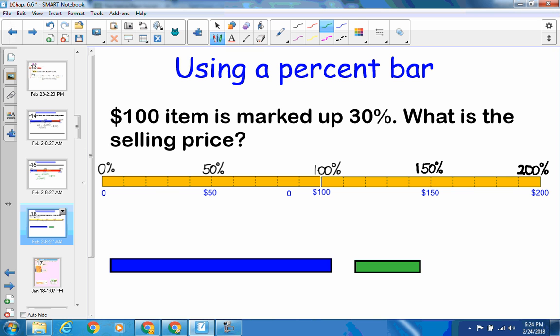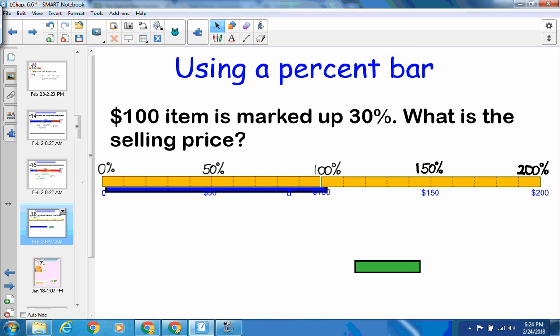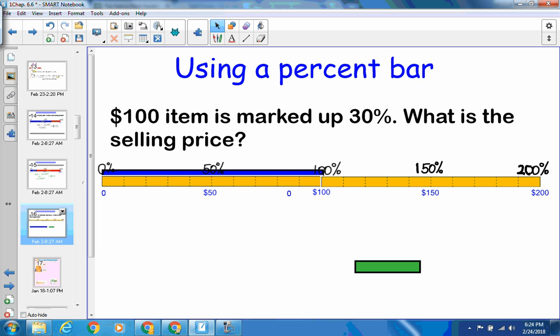So say you're a store owner and you buy an item for $100. You want to sell it for more than that to make a profit. So you're marking it up 30%, and you're wondering what the sale price is. So first, this blue bar represents what the item was to begin with. Oops, I didn't put that on top. Okay, but anyway, that's our 100%. And then we're marking it up this 30%. So that's going above 100%.